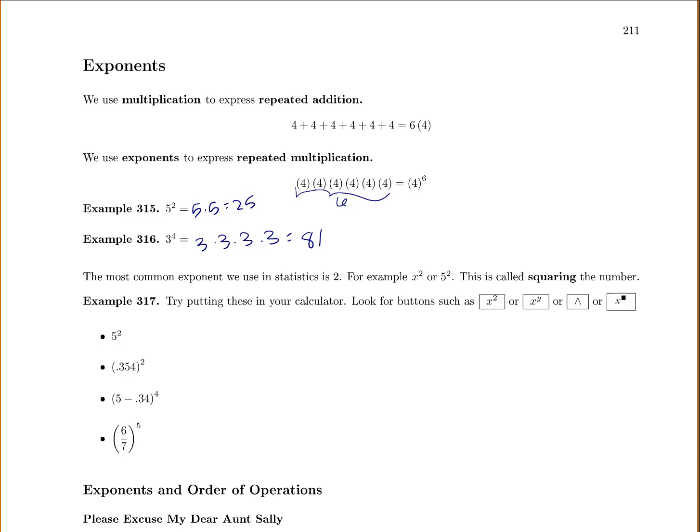Now, the most common exponent we'll use in statistics is a 2. So for example, x squared or 5 squared. This is called squaring the number. We'll use that over and over again.